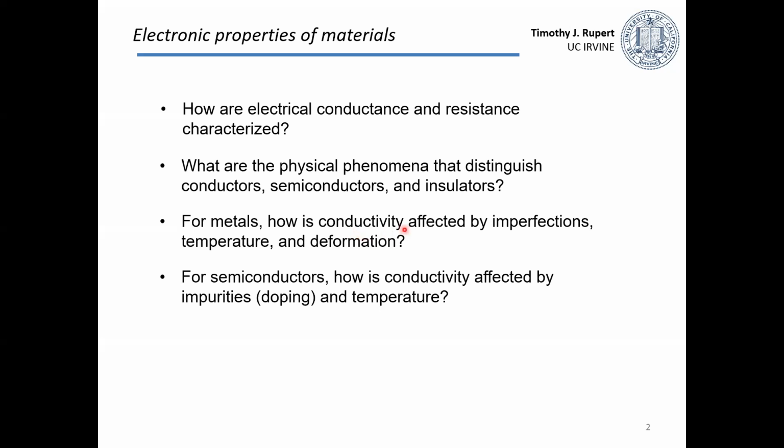So for metals, we'll talk about how conductivity is affected by imperfections and other defects, temperature, and deformation. For semiconductors, we'll discuss how conductivity is affected by impurities. These tend to be things like adding in dopants or other alloying elements, and temperature.